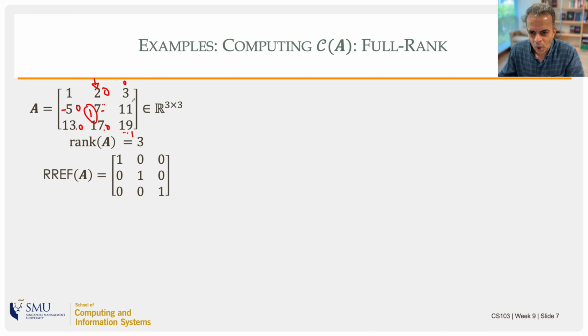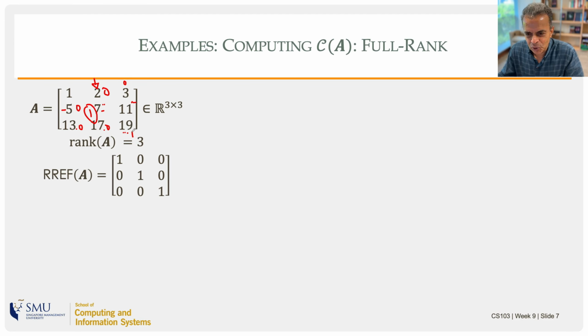And whatever number you have here, some 4 dots, multiply the last row, the third row, by the 4 dots number and subtract from the second row, you will get 0 there. So eventually you will get the identity matrix. So it's full rank. So what's the column space?